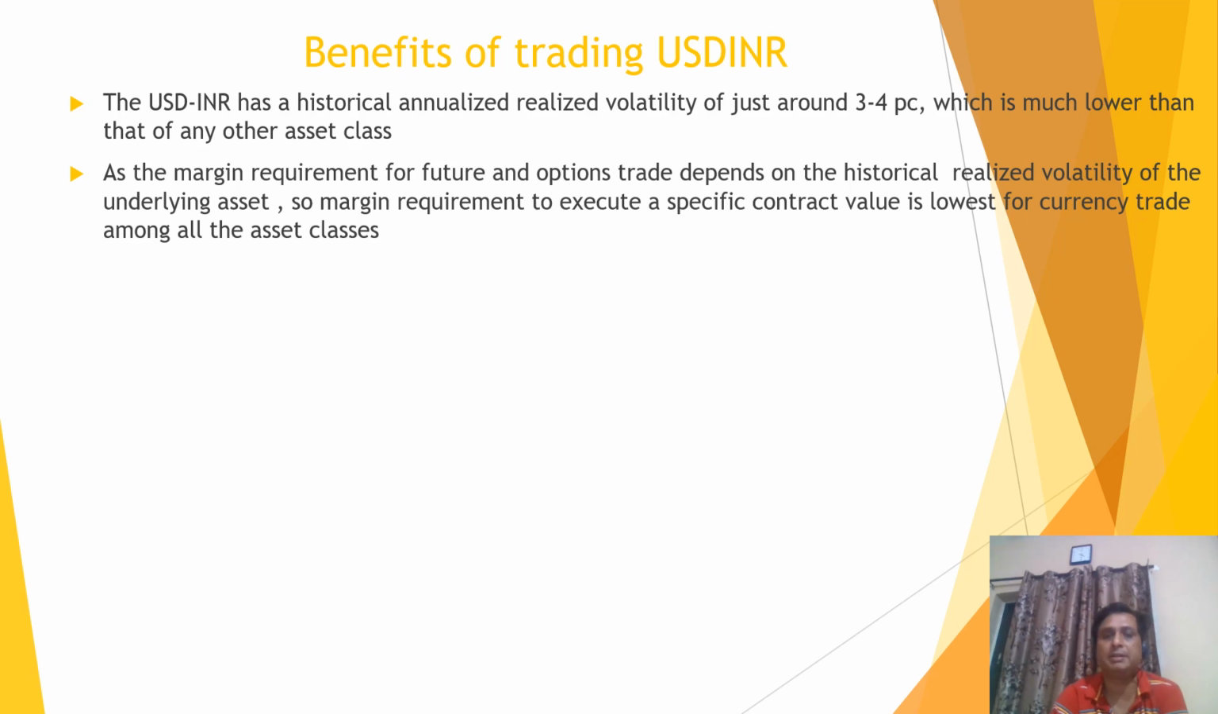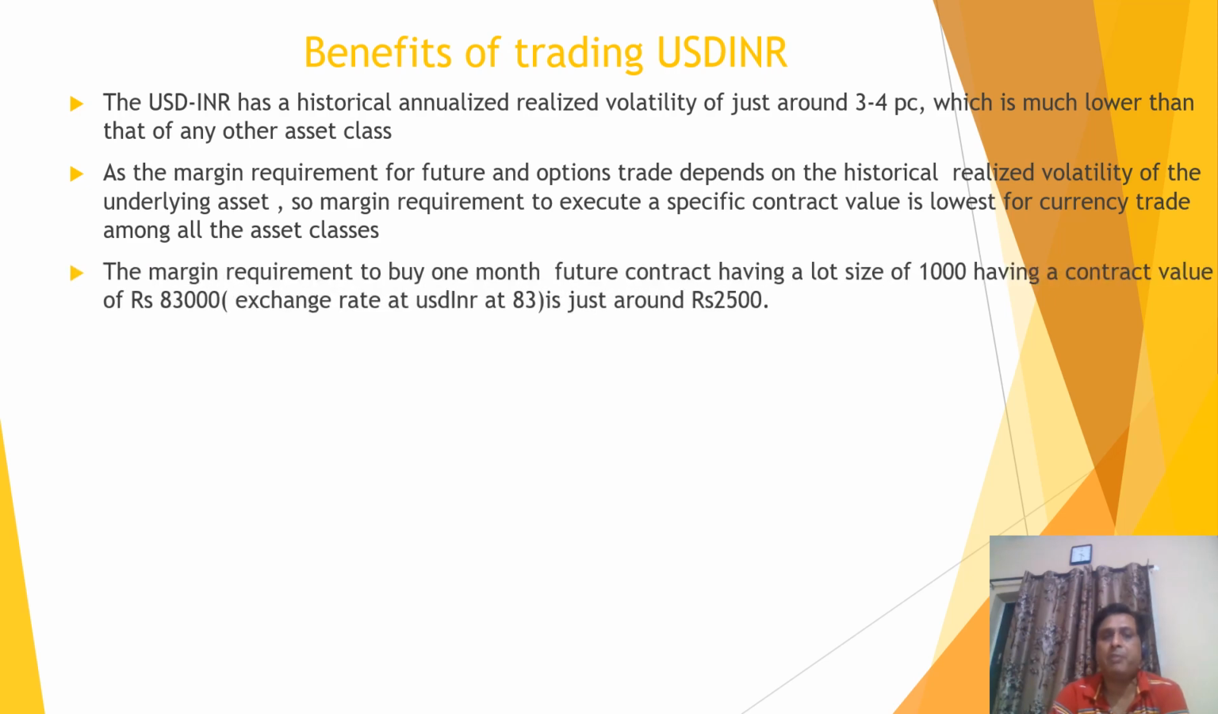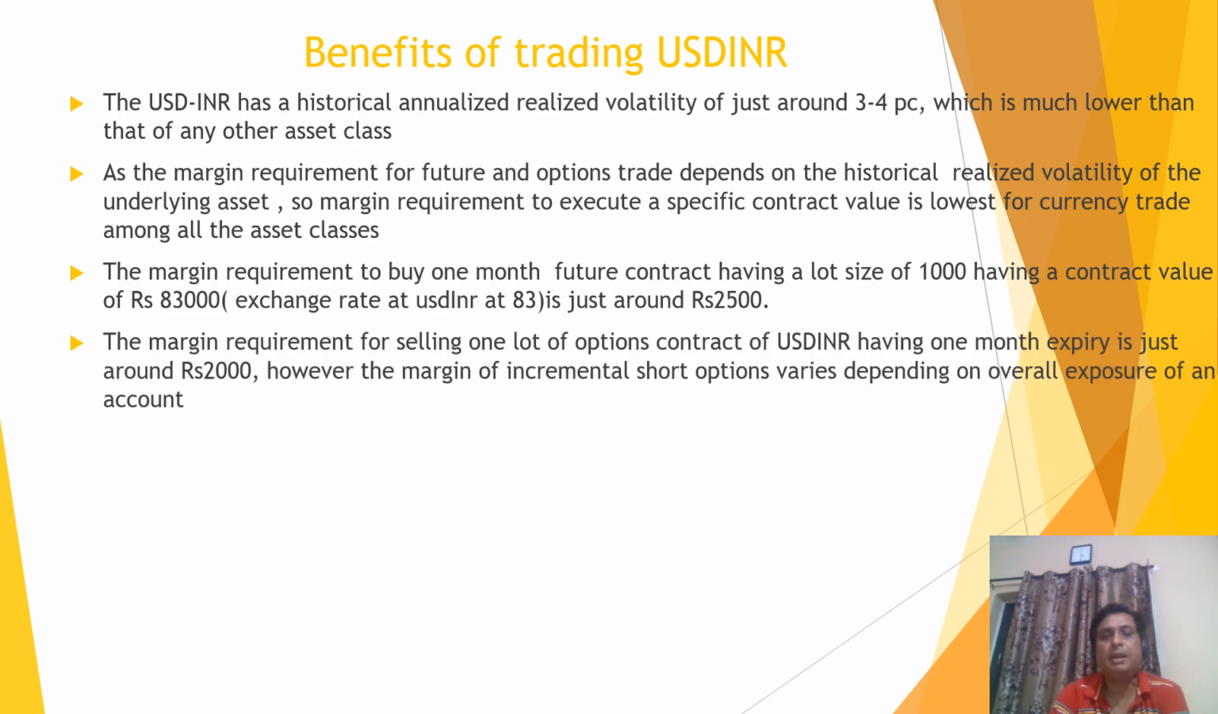The margin requirement to buy 1 month futures contract having a lot size of 1000, having a contract value of rupees 83,000, considering an exchange rate at 83, is just around 2,500. The margin requirement for selling one lot of option contracts of USD-INR having 1 month expiry is just around 2,000. However, the margin requirement for incremental short options varies depending on the overall exposure of an account.